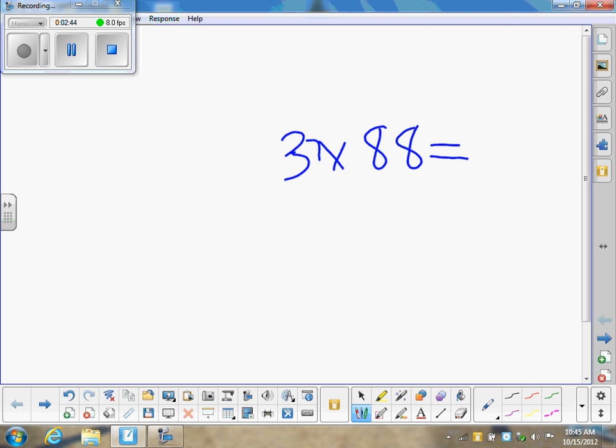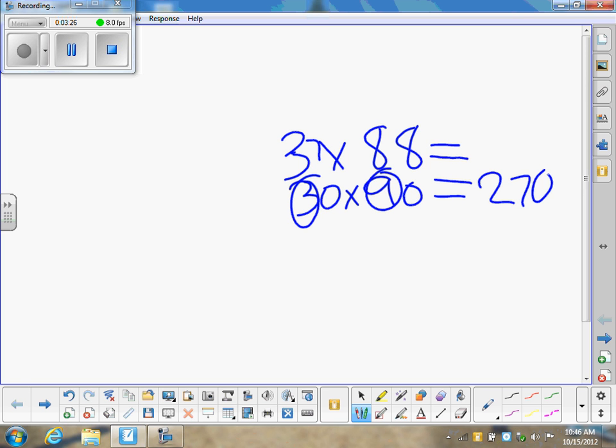So 37 is about 30 and 88 is about 90. So I need to circle the most important numbers in the equation, which is 9 times 3, which equals 27, and I need to add the zeros, which is 2,700.